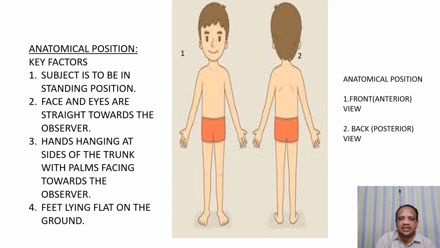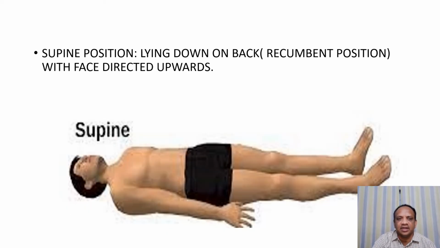Hands hanging at the sides of the trunk with palms facing towards the observer, and feet lying flat on the ground. This is the front view and this is the back view of the anatomical position. Even if the cadaver or the part is kept on the table lying down, either in supine or lateral position, whatever it may be, the description of a particular organ is given as if it is in the anatomical position.